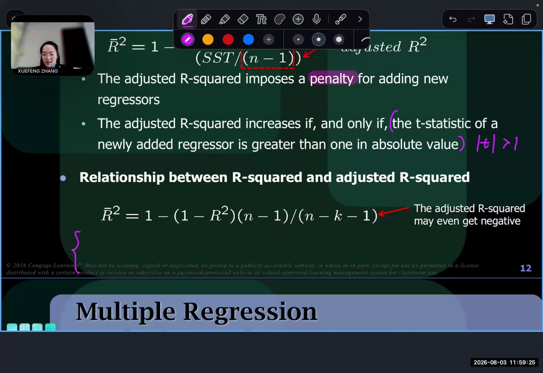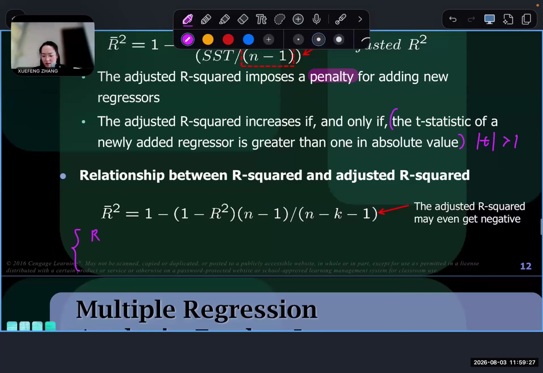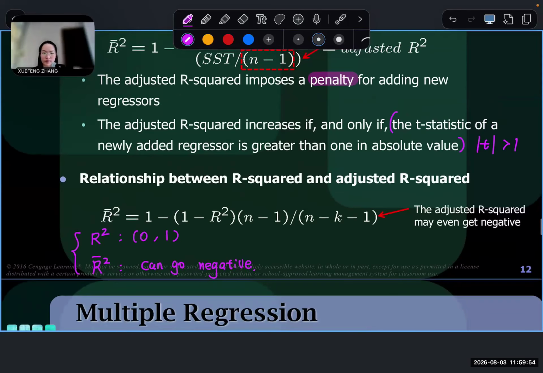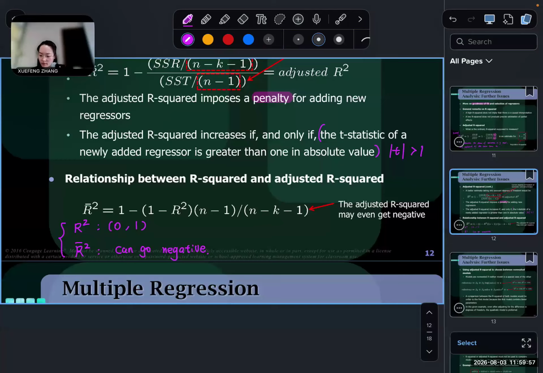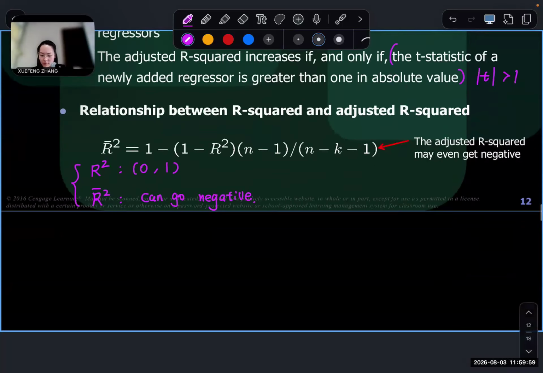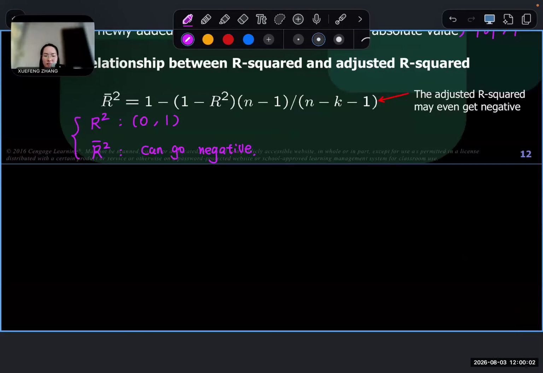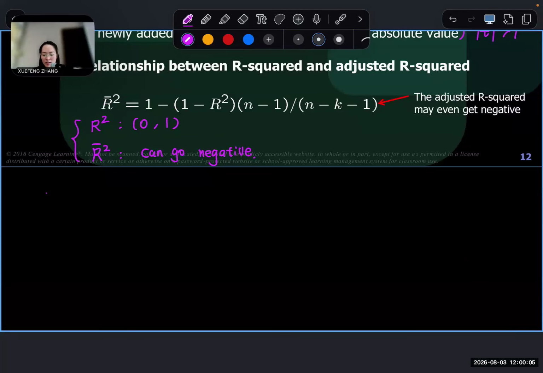Look at this formula, please. This is the ordinary R squared. What is the range? It's between 0 and 1, right? And for adjusted R squared, there's a bar, and it can go negative.